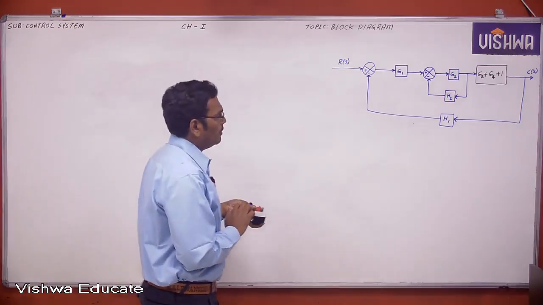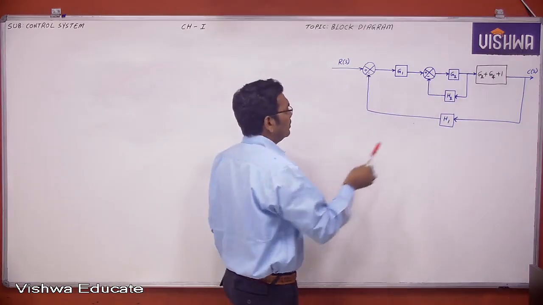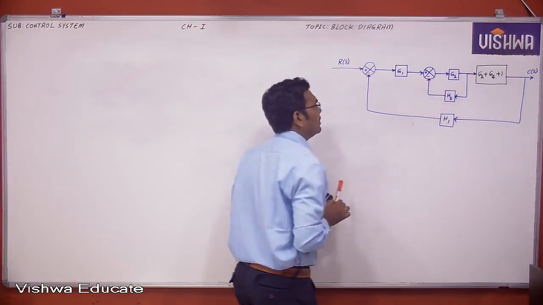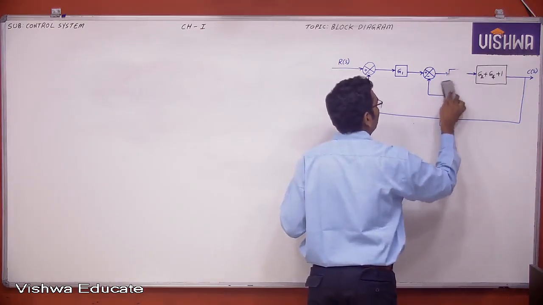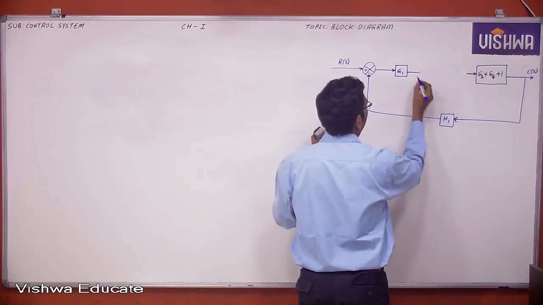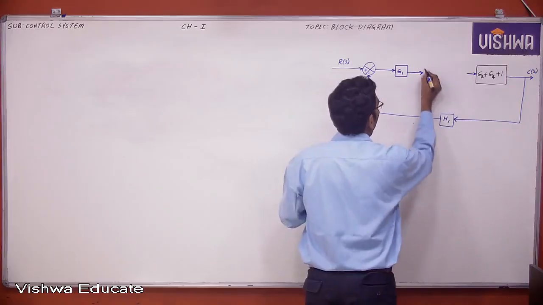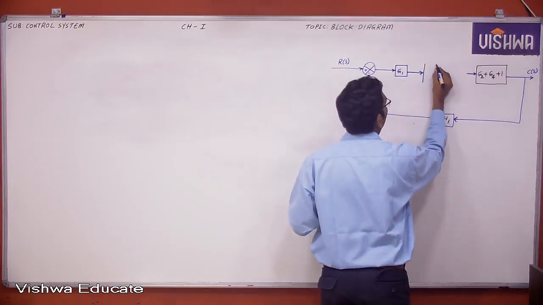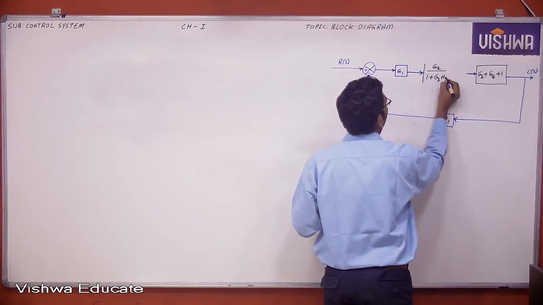Next one is, now see here, this is the forward path gain, and this is the feedback path gain. Forward path gain and feedback path gain, and this is a negative feedback. Therefore, this is the negative feedback, this is forward path gain and feedback path gain. This we can remove and we can write it as G2 by 1 plus G2 into H2, right? Now this is G2 by 1 plus G2 into H2.